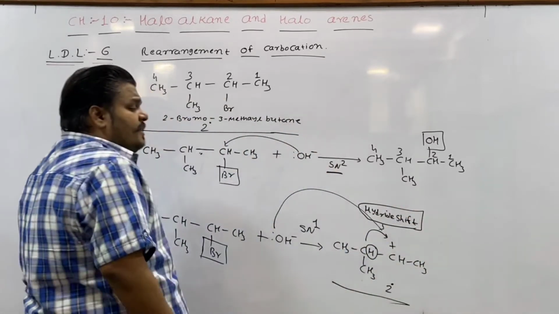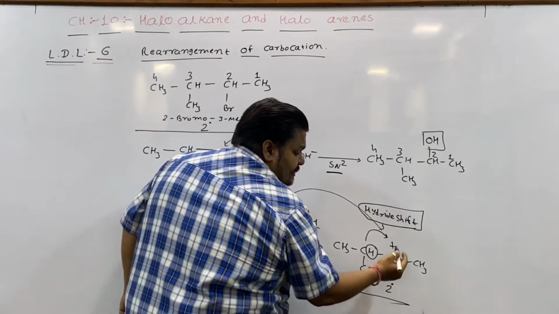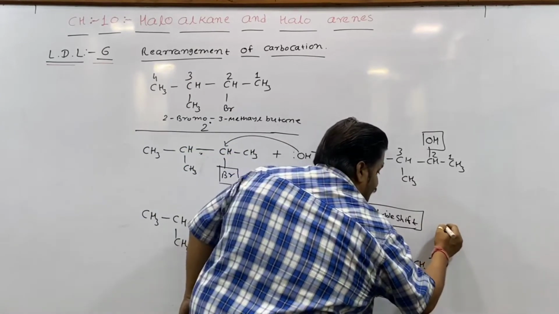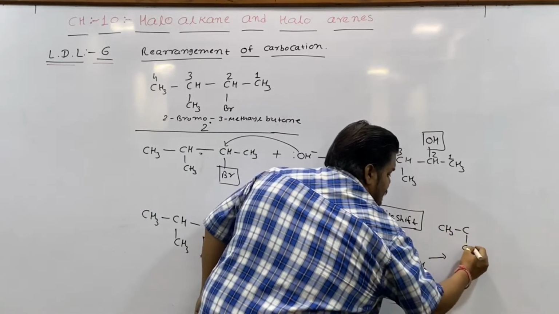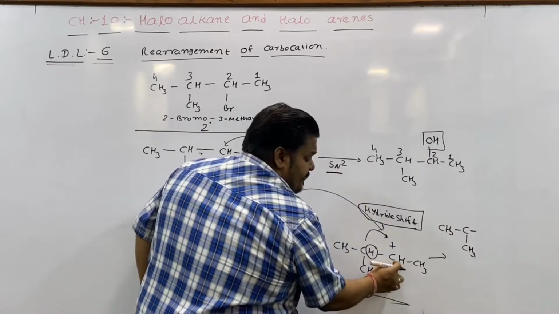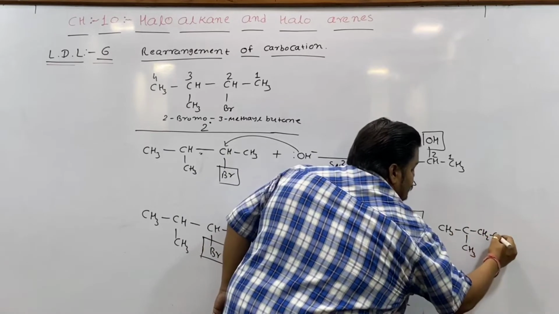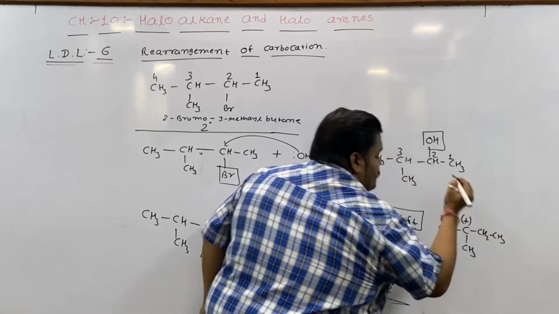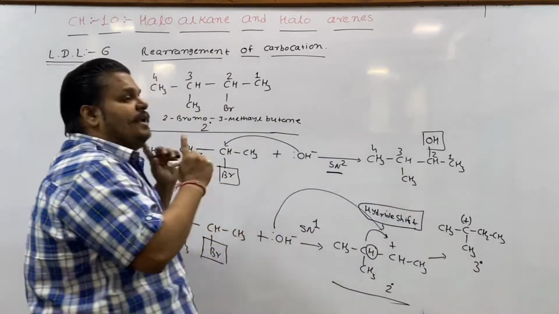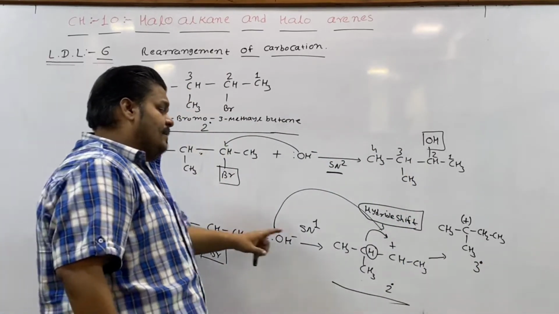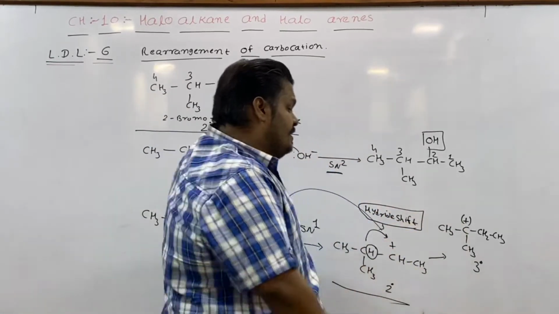Hydride shift. Because of this hydride shift, hydrogen from this carbon shifted to this carbon, resulting in the formation of CH3, CH3. This carbon, having only one hydrogen, now this hydrogen adds to this carbon to produce CH2, CH3, and this carbon will acquire a positive charge, converting itself into the tertiary carbocation. That means because of the hydride shift, the secondary carbocation is converted into the tertiary carbocation.